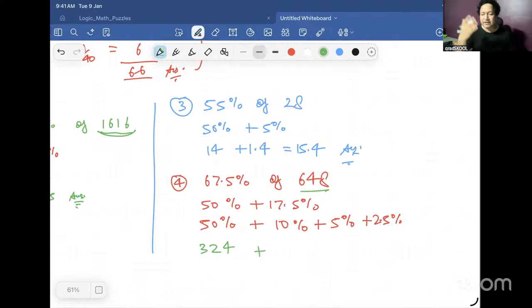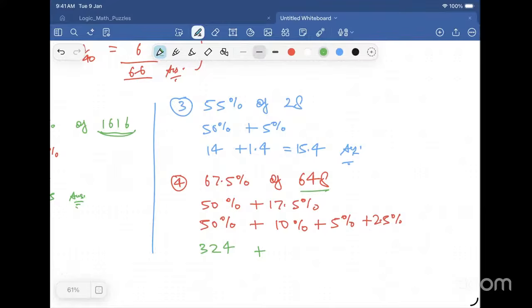Now 10% of anything is what? If you want to find 10% of anything, you just have to, I'll just put my camera off because I think it is blocking the view. So, right, is it blocking the view? Let me just see that.